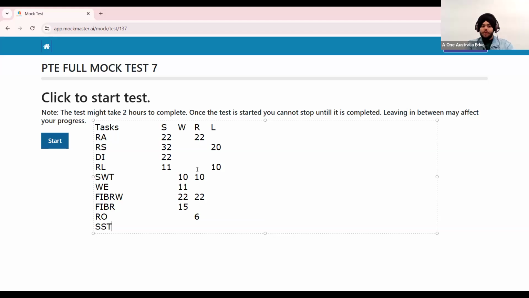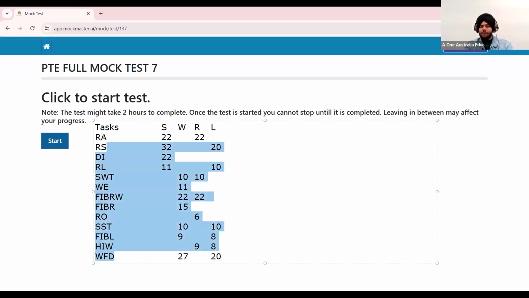Then we have summarize spoken text, which gives you marks in writing and listening. Again, guys, this is the approximate marking. Fill in the blanks listening gives you approximately 9 in writing and 8 in listening. Highlight incorrect words gives you approximately 9 in reading and 8 in listening. And then write from dictation, one of the most important tasks, gives you 27 in writing and 20 in listening. So these are your main tasks: 1, 2, 3, 4, 5, 6, 7, 8, 9, 10, 11, 12, and 13. And out of these 13 tasks, read aloud is the one you need to practice more.